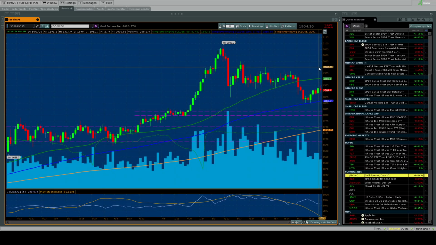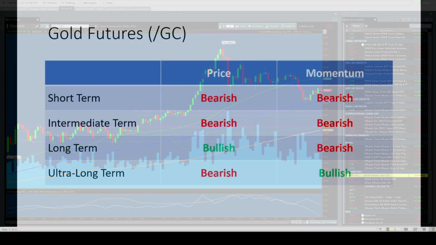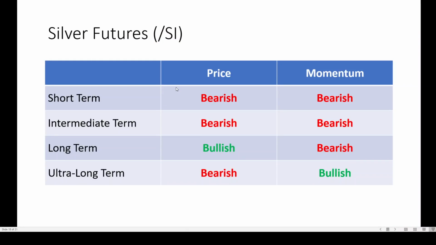And if it holds there, then that again keeps the bullish narrative for gold in place. But again, watch the dollar. Silver, the same picture, the same exact chart on silver.